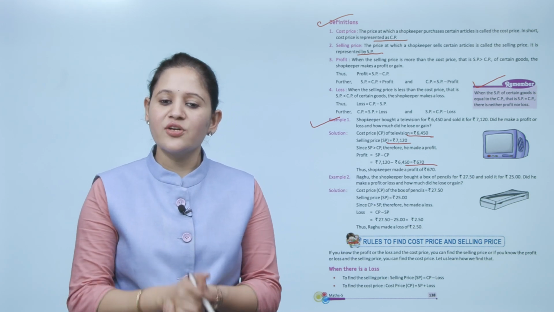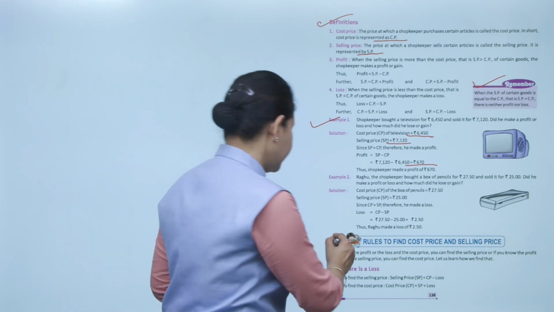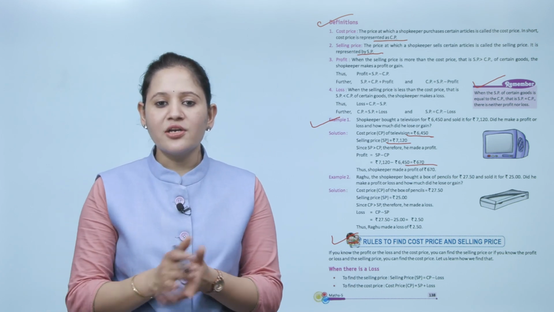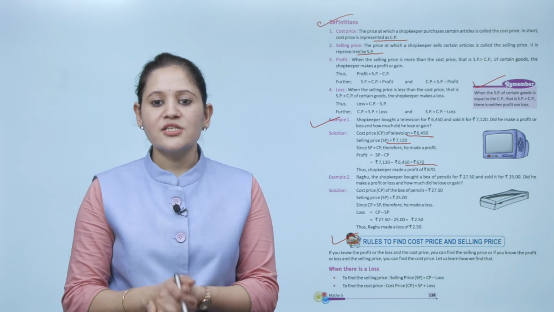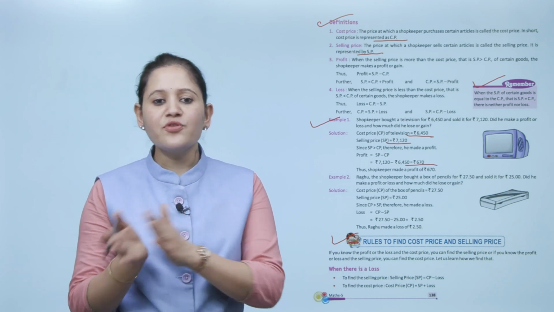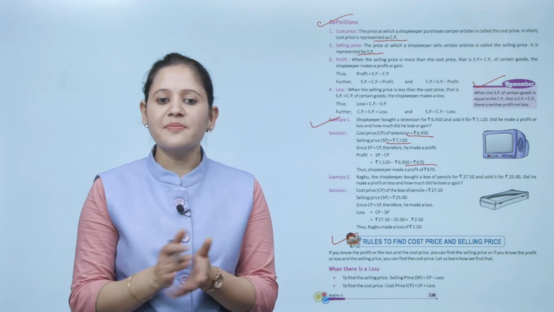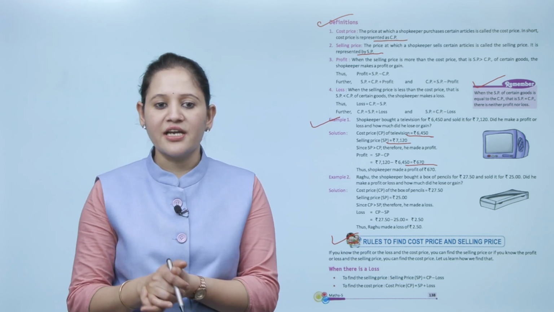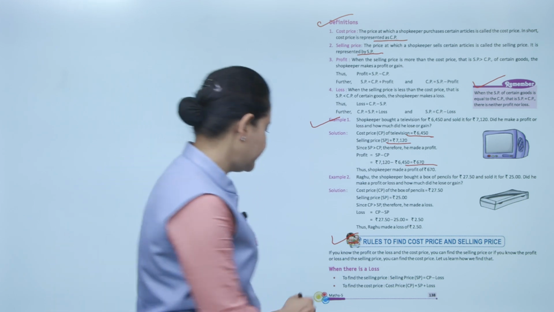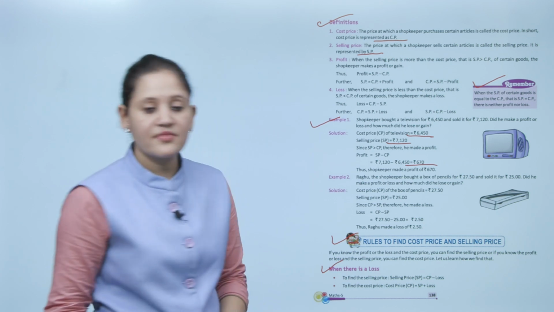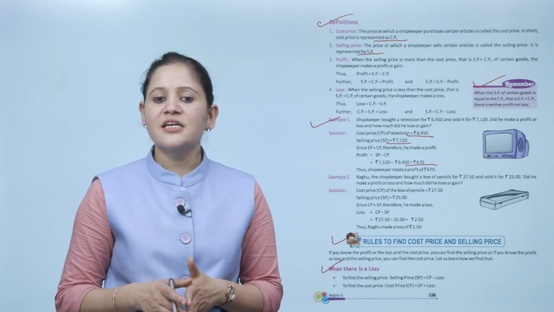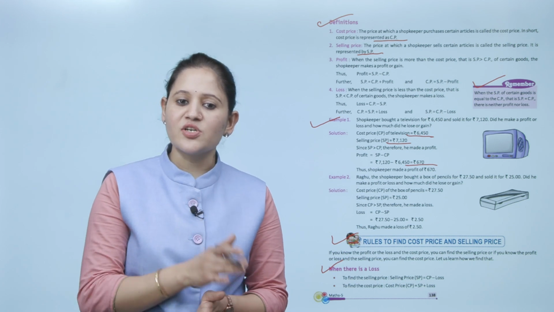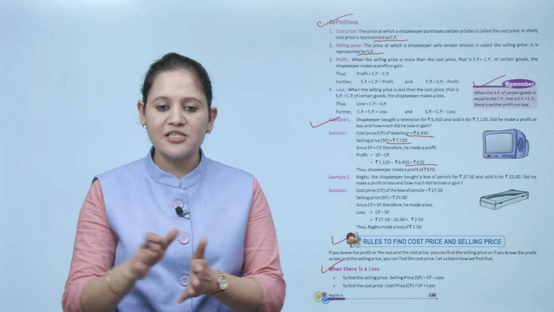Next is rules to find cost price and selling price. If you know the profit or the loss and the cost price, you can find the selling price. If you know the profit or loss and the selling price, you can find the cost price. Let us learn how we find that. When there is a loss, to find the selling price, SP equals CP minus loss. To find the cost price, CP equals SP plus loss.